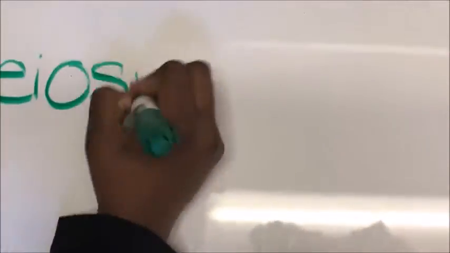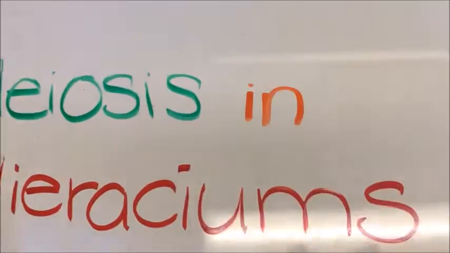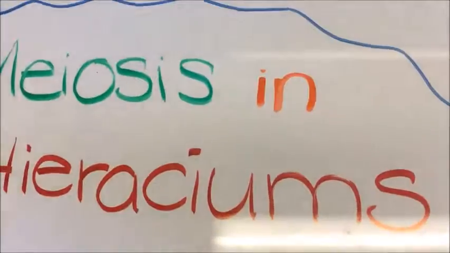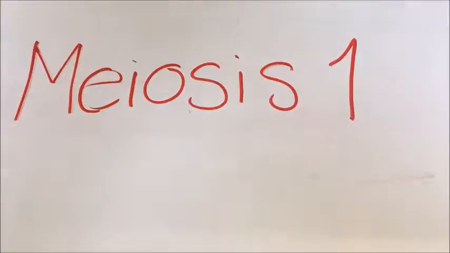Today we are going to be taking you through the process of meiosis in male Hieraciums, which are a plant that are more commonly known as hawkweeds. They have a diploid number of 8. We're going to start off in meiosis 1.